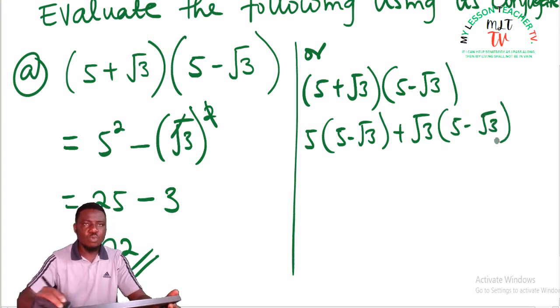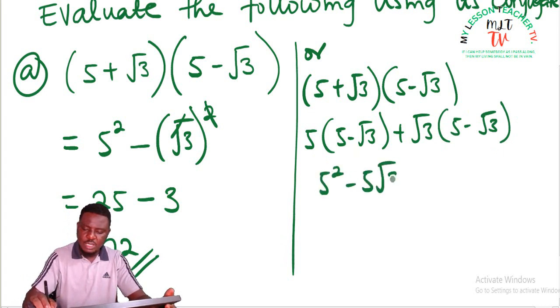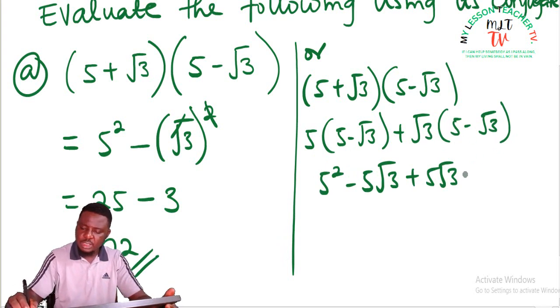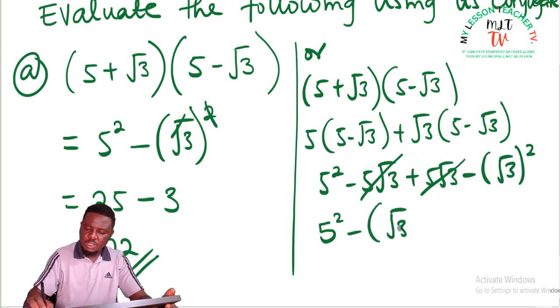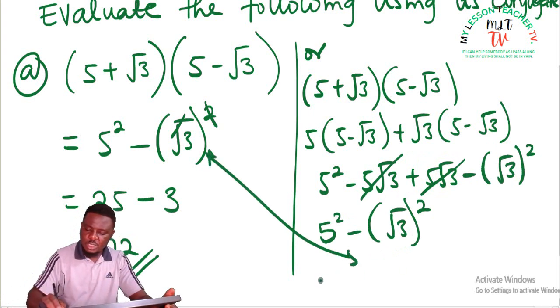Now this is just a proof of the difference of two squares. 5 times 5 will give you 5 squared, minus 5 root 3, plus, when you expand this, 5 root 3, and plus root 3 times minus root 3 is minus bracket root 3 squared. Plus 5 root 3 minus 5 root 3 is 0, leaving us with 5 squared minus root 3 squared, which is the same thing as what I got here. And 5 squared is 25, minus root 3 squared is 3, which gives you 22.